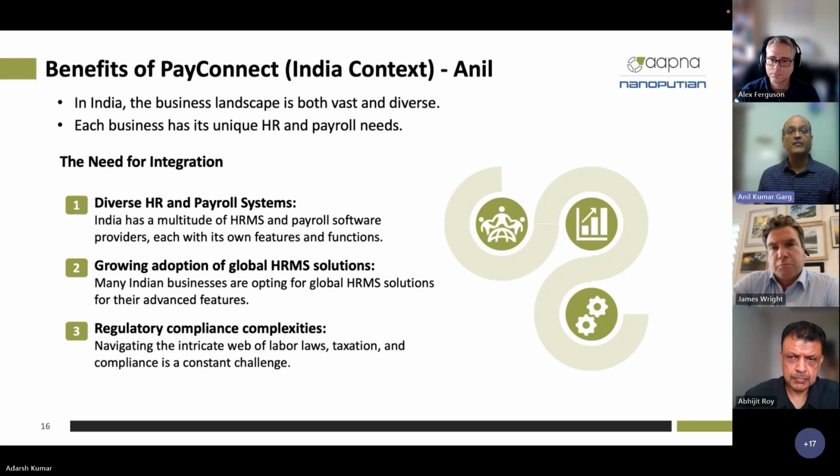In India, we find ourselves in a business landscape that is both vast and incredibly diverse. Each organization, whether big or small, has its unique set of HR and payroll needs. These needs can range from managing complex payroll structures to navigating a myriad of labor laws and compliance requirements. In the dynamic Indian market, there are several key challenges that businesses face. These challenges make integration solutions like PayConnect indispensable.